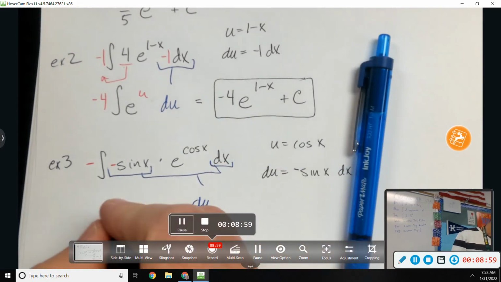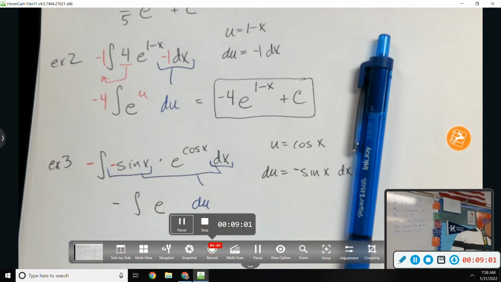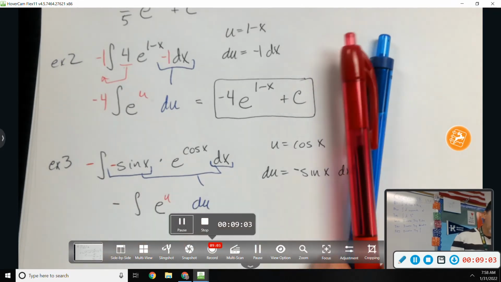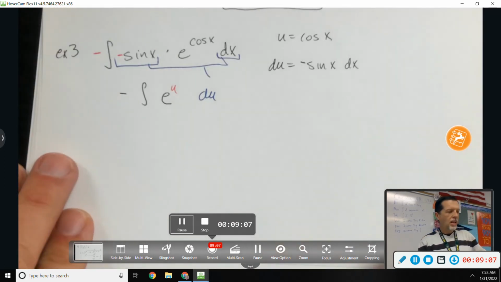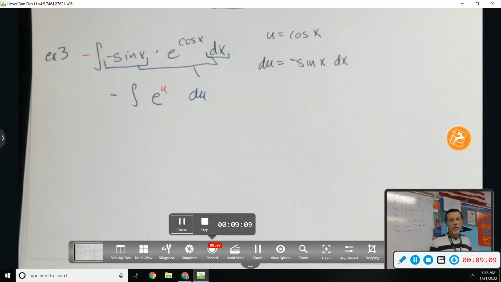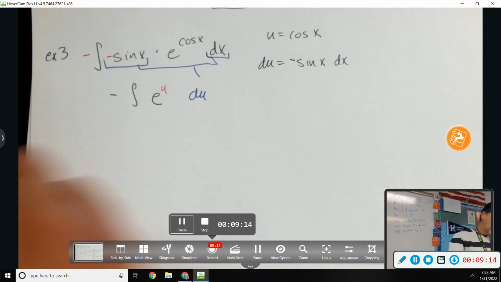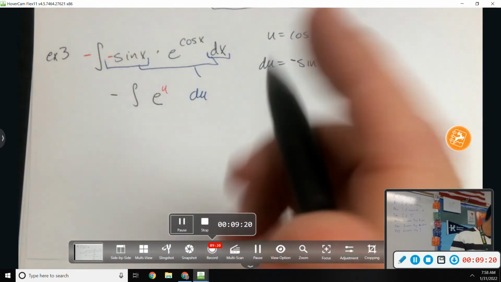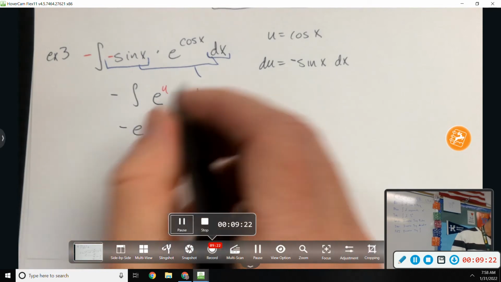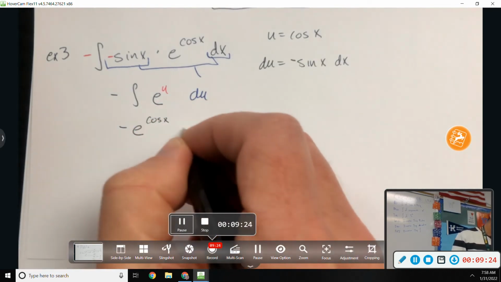So I have negative integral e to the u du. Again, they almost all turn out that way today. It's just about the steps before that. Tierney, what's the antiderivative of e to the u? E to the u. So negative e to the cosine x plus c.